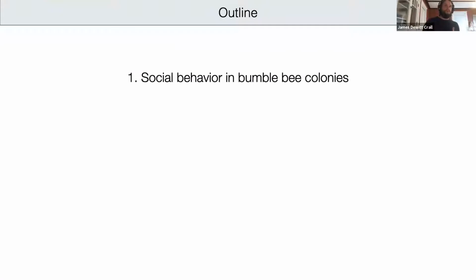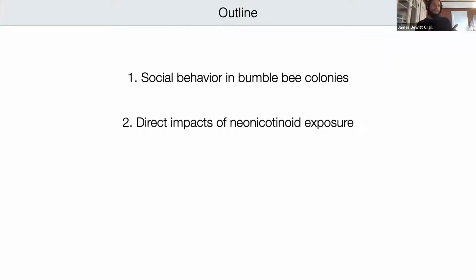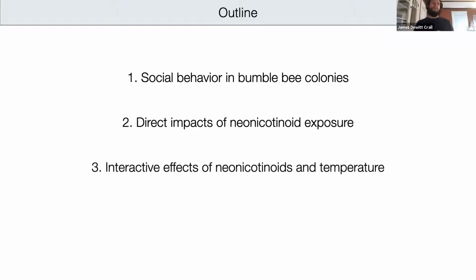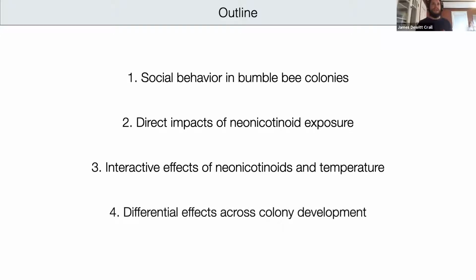So today what I'm going to do is first start by introducing you to my favorite pollinator, which is bumblebees, a group of about 200 species of, in North America, really our most important native pollinators. So I'll give you a little introduction to start. Then, paralleling the challenge that I just laid out, I'll tell you about some of the direct impacts of neonicotinoid exposure on bumblebees, then focus on some of the interactive effects and the way we've studied that, and finally finish by looking at differential effects of these compounds across development.